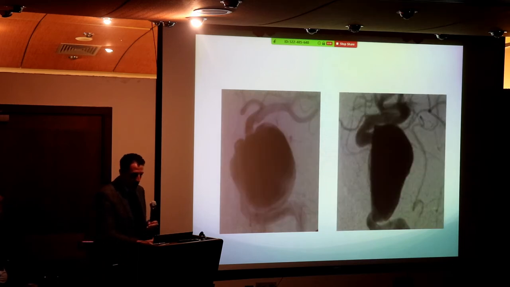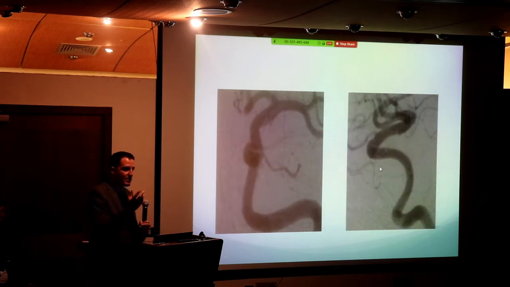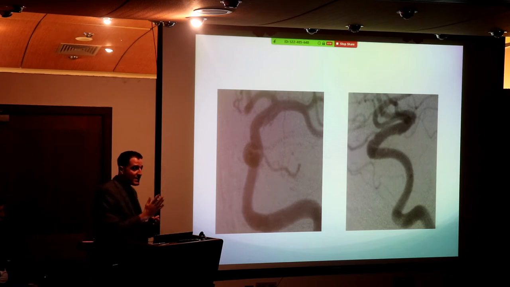These are examples. What happens when you deploy the stent is that immediately we have stagnation of blood in the aneurysm. It's not a covered stent. Blood can go in and out, but essentially it changes the flow dynamics into that aneurysm. The other thing it does is it gives scaffolding so that intima will start building over that mesh.